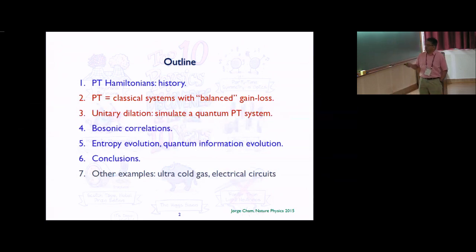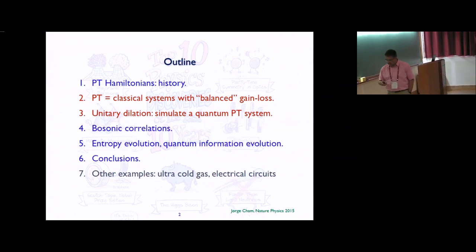This was in 2015, where PT showed up in one of these cartoons in Nature Physics. In the three years since, it has really exploded in various directions. I think quantum is one of the directions where there's still a lot of exciting room to make new things.